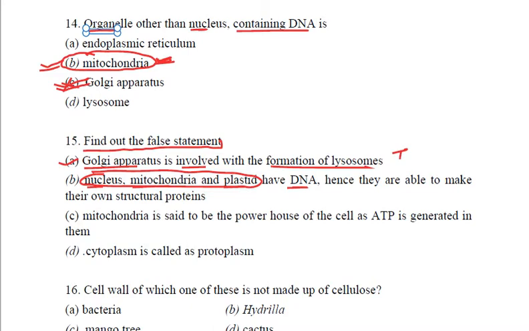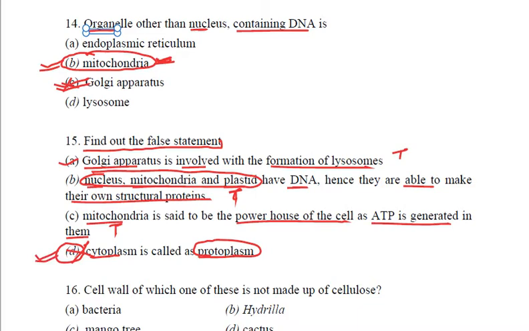And because of this, they are able to make their own structural proteins. It is totally true. Next, mitochondria is said to be the powerhouse of the cell as ATP is generated in them. It is also a true statement. Cytoplasm is called protoplasm. Obviously not. Protoplasm is the life-giving substance which consists of cytoplasm as well as nucleoplasm. So the false statement among these is D, and that is why D is our correct answer. Okay.